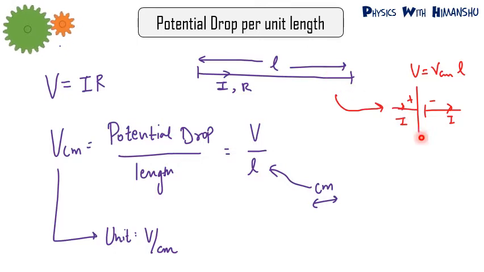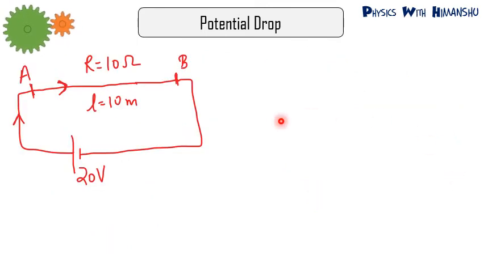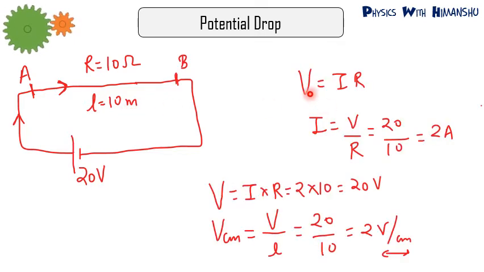Okay, suppose we'll solve a simple numerical. We have a battery of 20 volt. There is a wire AB of resistance 10 ohm and length 10 meter. Now we have to find out VCM for this wire. First we'll use Ohm's law, that is V equal to I into R, so I will be equal to V by R. V is 20 volt, resistance is 10 ohm, so current is 2 ampere.